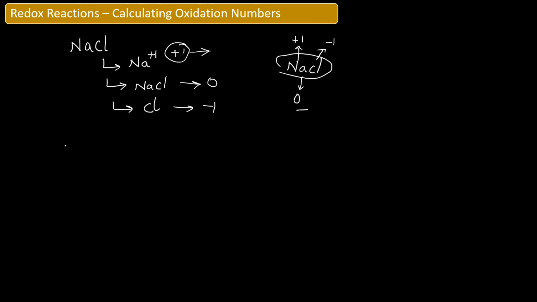Now let us do one thing. We will take the example of sodium hypochlorite, which has a formula of NaClO, and try to find out the oxidation state of chlorine here.